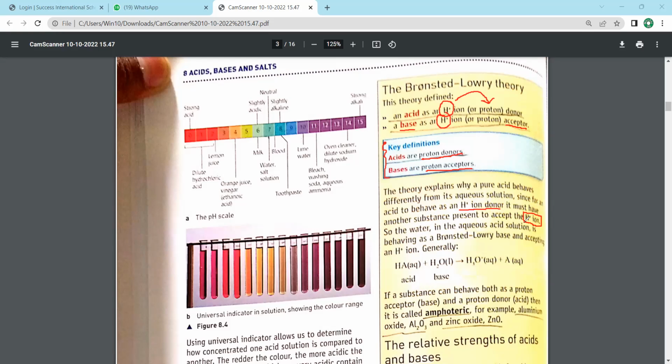So it means you need both things. Then you can find what is an acid and what is a base. If you donate something, there should be an acceptor. So the water in the aqueous acid solution behaves as a Bronsted-Lowry base, accepting the H positive ion. Look, HA. A represents any acid, and this has an H positive ion, or in simple words, a proton. When you dissolve this in water, water behaves like a base.